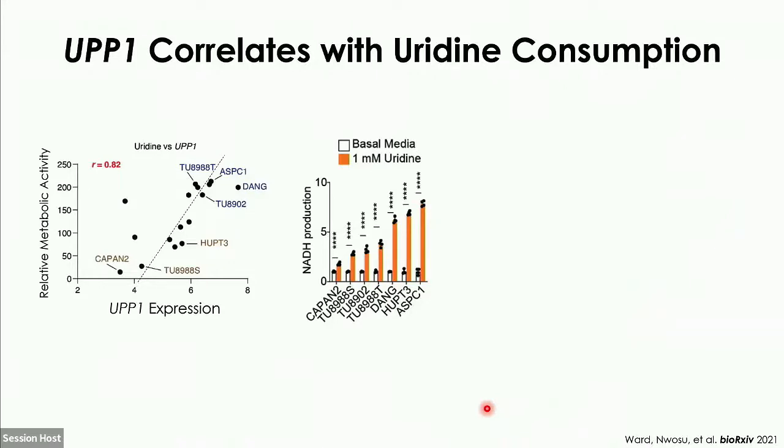Our lead gene metabolite pair was uridine phosphorylase and uridine as pictured. We observed a correlation between relative metabolic activity of uridine and the expression of UPP1. This correlation was not observed for the other nucleosides in the screening deck.